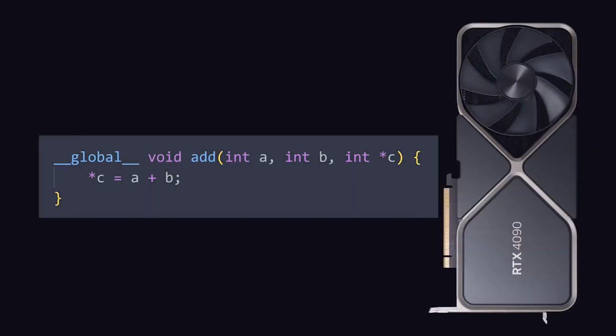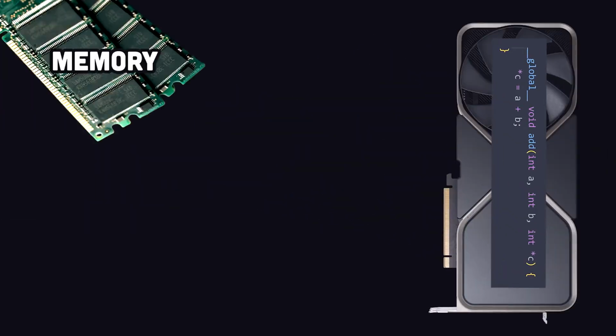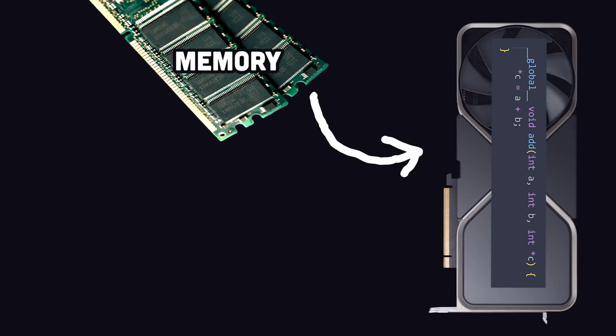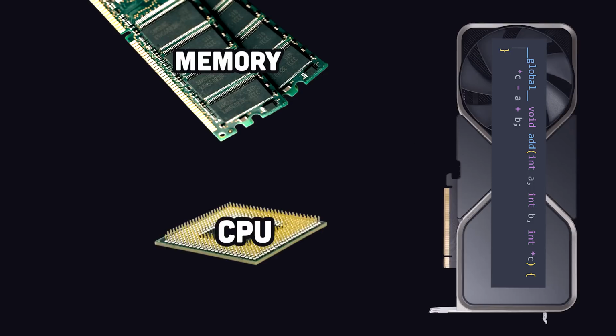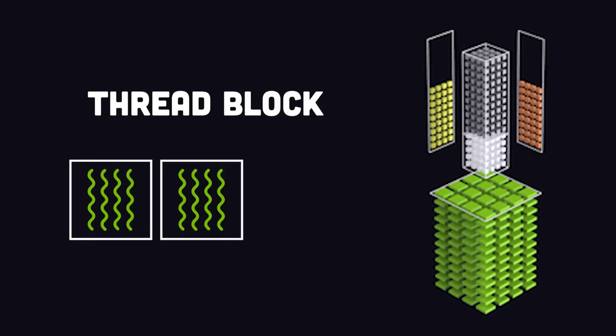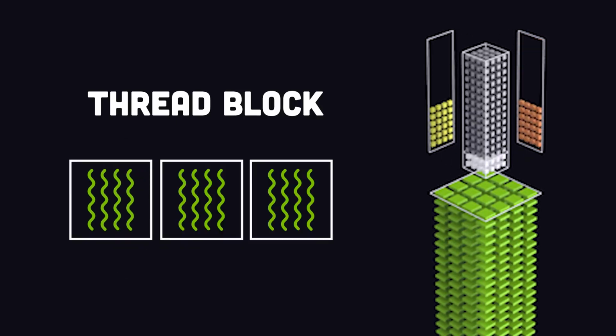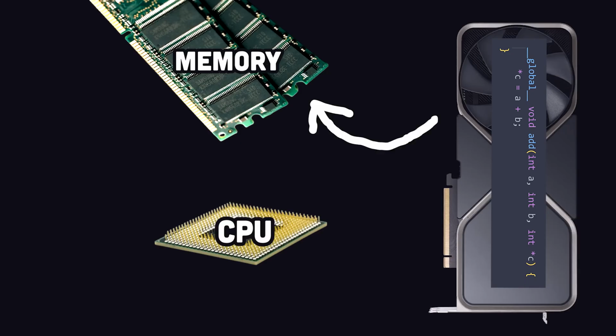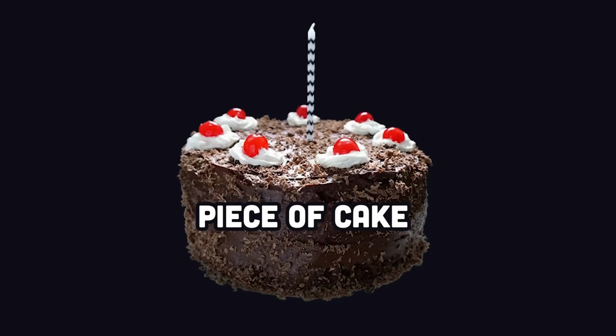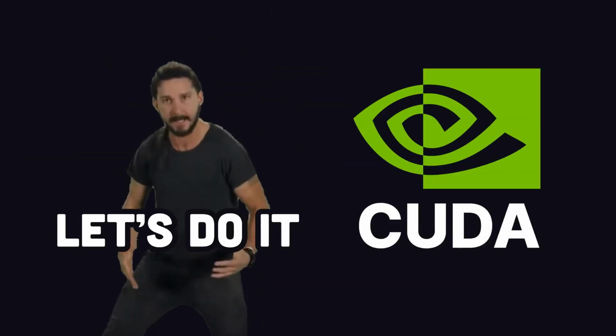It works like this. You write a function called a CUDA kernel that runs on the GPU. You then copy some data from your main RAM over to the GPU's memory, then the CPU will tell the GPU to execute that function or kernel in parallel. The code is executed in a block, which itself organizes threads into a multi-dimensional grid. Then the final result from the GPU is copied back to the main memory. A piece of cake. Let's go ahead and build a CUDA application right now.